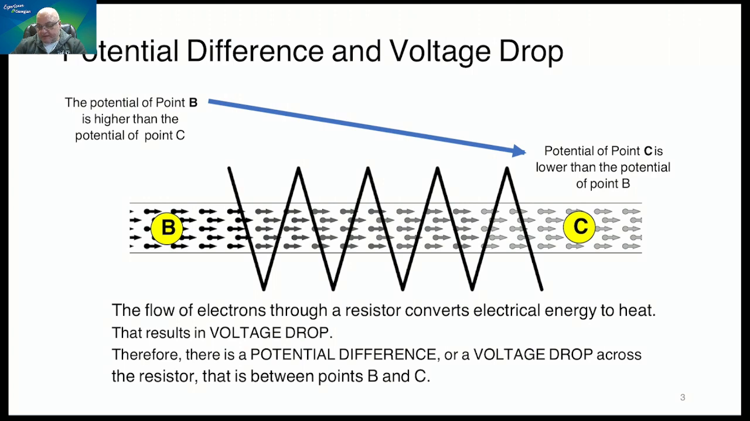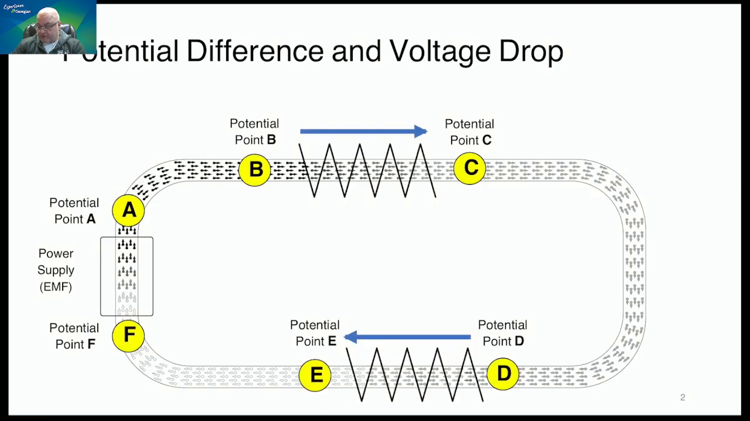And when there is a difference between 2 points, like a potential difference, we say that there is a voltage drop between those 2 points, meaning that the electrical potential of point B is higher than the electrical potential of point C. Therefore, the electrons have lost some energy. In other words, there was a voltage drop.